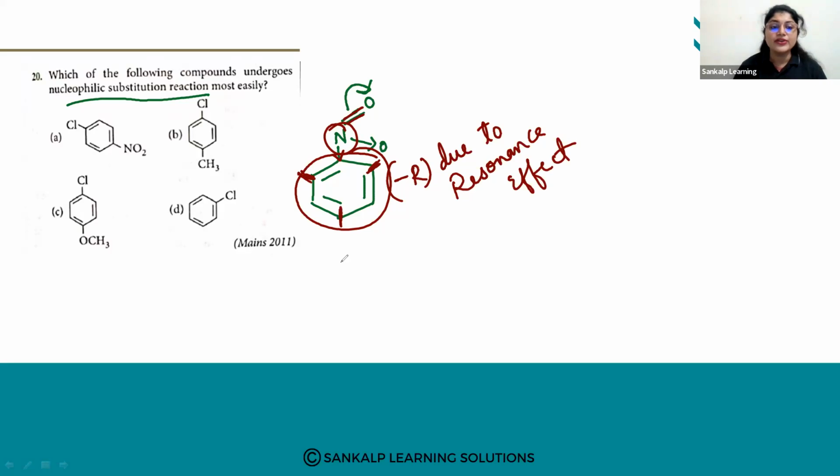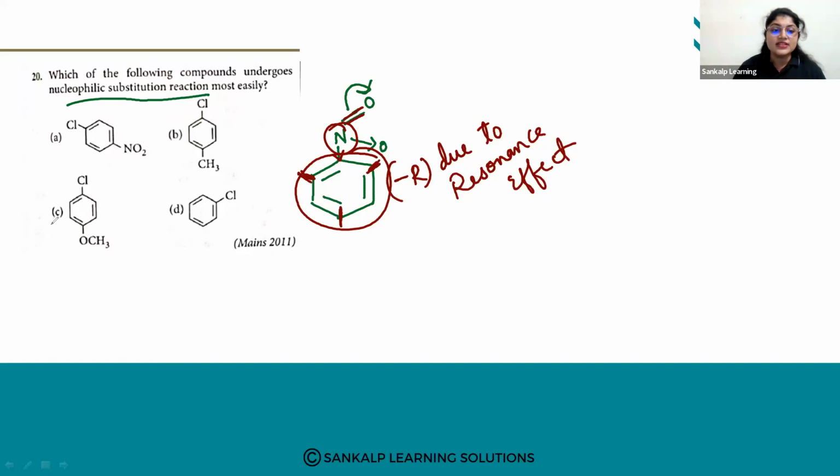Whenever electron withdrawing groups like nitro are present on the benzene ring, it withdraws the electron density from the benzene ring due to the minus R effect. Thus it creates an electron deficiency on the ortho and para positions. Among the following options, now we'll see.